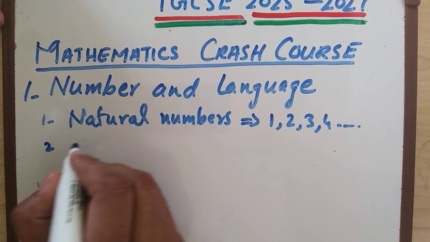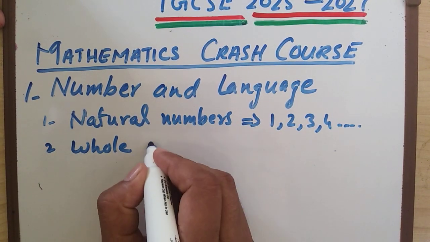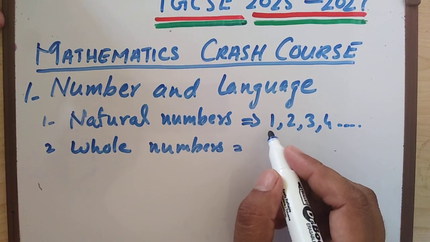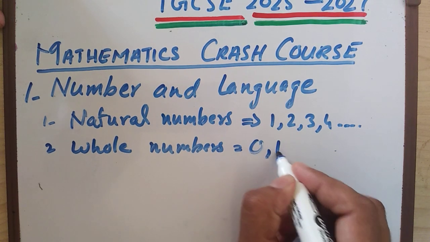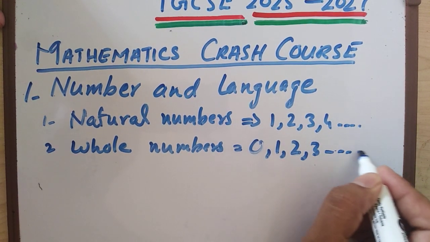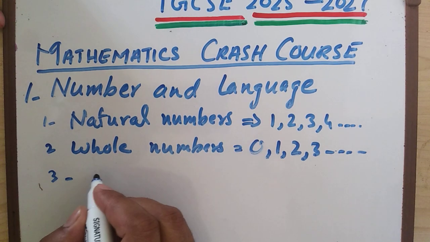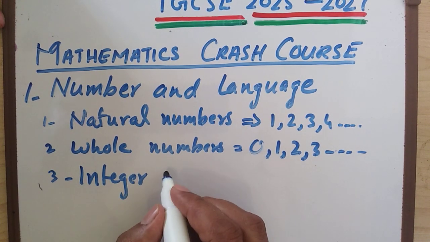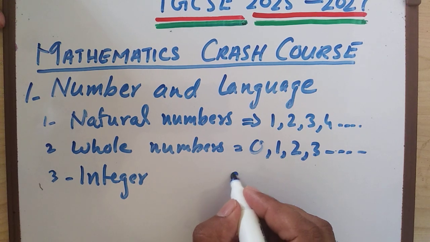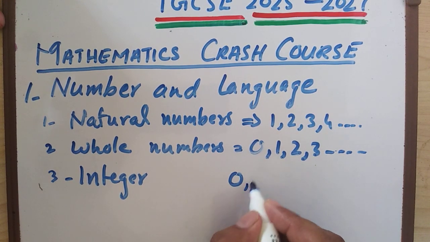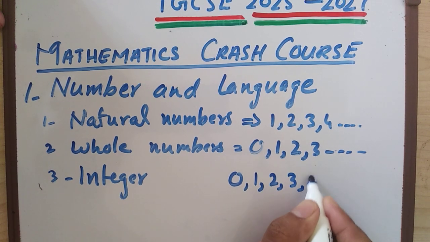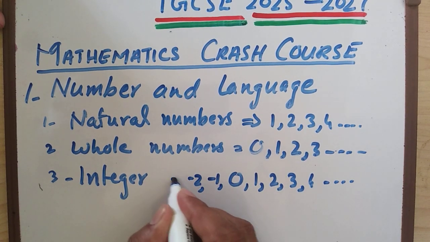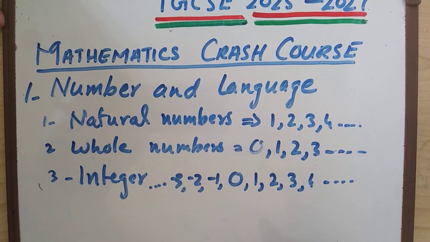Secondly, whole numbers. Whole numbers are basically the same as natural numbers. They include 0, 1, 2, 3 and so on. Third, integers. Integers are the numbers which are on the left and right side of 0: 1, 2, 3, 4 and so on, and on the other side -1, -2, -3, and they continue on, right?